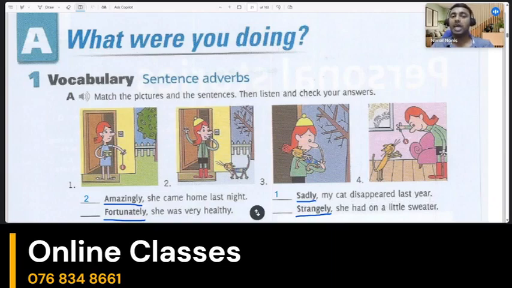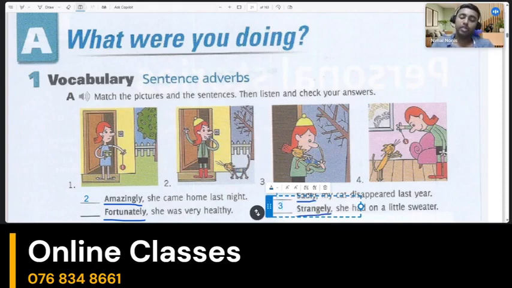So that was a sad story. Your loved pet had disappeared. So because of that, we say sadly. And then after 1 year, the cat had come back. So there we can say amazingly. It's an amazing thing. You can't believe it. When you can't believe something, you say amazingly. Amazingly, she came home last night. Then next one we can say strangely, she had on a little sweater.